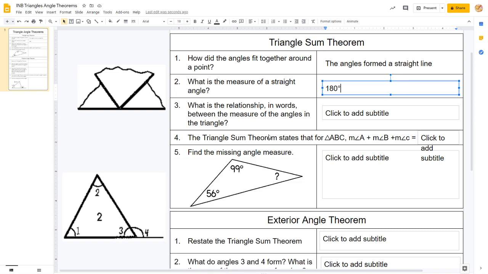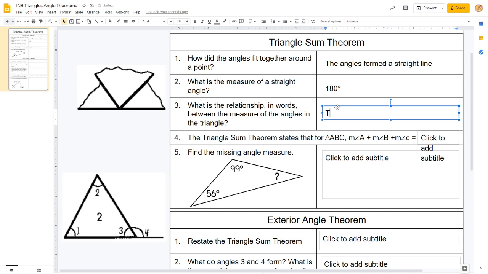So what is the relationship in words between the measure of angles in the triangle? What they're asking here is, what do you see going on with these three angles? Well, similar to complementary and supplementary angles, when we add the angles, they all equal 180 because they all form 180 degrees. So what is the relationship between the measure of angles in a triangle?